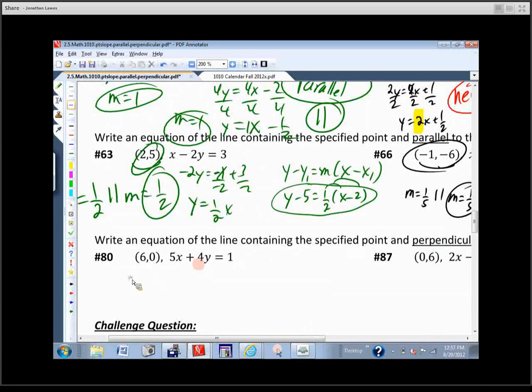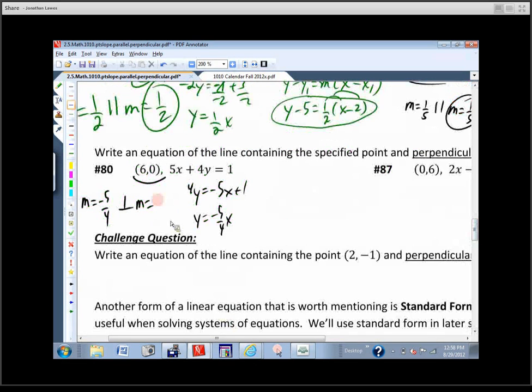Okay, it says write an equation of a line that contains the specified point and is perpendicular. So we want that point, and let's find the slope here. So this would be 4y equals negative 5x plus 1. What we really care about is this is negative 5/4 x. So if their slope is negative 5/4, and we want ours to be perpendicular, our slope would have to be the opposite reciprocal. Opposite sign is going to be positive, and if we do the reciprocal, that's 4/5. So I'm going to take those two things and plug them into point slope form.